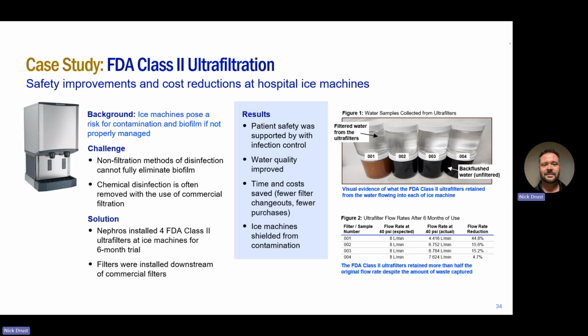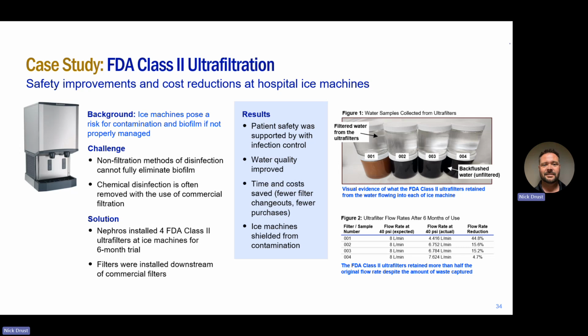Up to this point, we talked about standards, risks, maintenance practices, and control measures. I thought it would be helpful to look at a real-world example of what happens when a facility evaluates one of these risks and implements additional controls. In this case, the focus was hospital ice machines. As we've discussed, ice machines can develop biofilm, accumulate contamination, and become a potential growth source of bacteria.